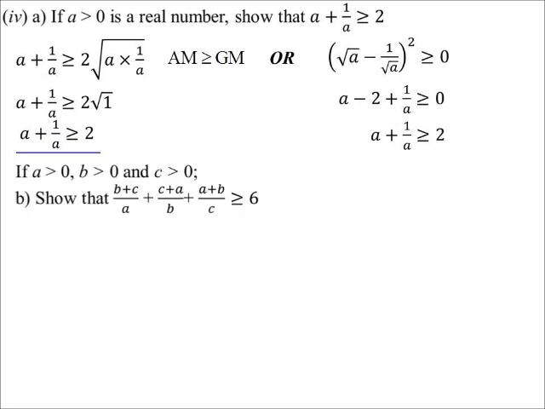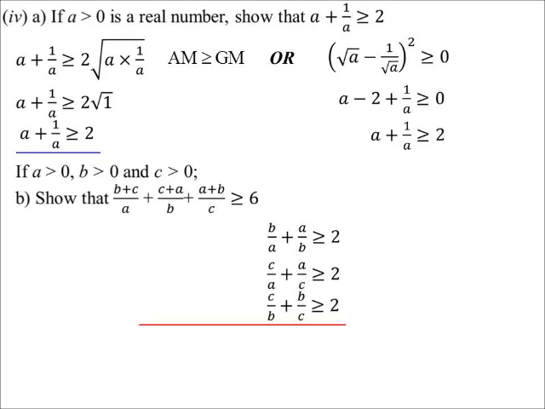Okay. So now, and you're probably looking at it going, oh, it's obvious what we're going to do. b plus c on a plus c plus a on b plus a plus b on c is greater than or equal to 6. We've just proven that a plus 1 on a is greater than or equal to 2. So basically we're saying something plus its reciprocal. So I'm going to go b on a plus a on b is greater than or equal to 2. That also means c on a plus a on c, c on b plus b on c. If I add them all together, I'll get something that's greater than or equal to 6.